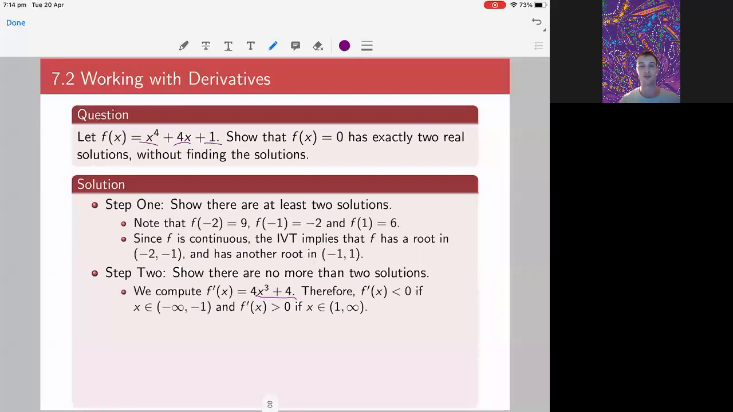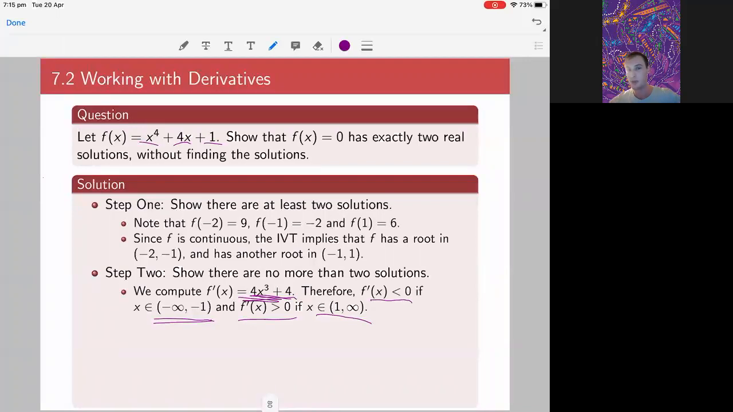Now, just computing the derivative by itself is not really enough. What I want to do is notice where the derivative is positive, and I want to notice where the derivative is negative. So what you may notice is that if x is less than -1, this expression here is actually negative. So the derivative is negative if x is in this interval. On the other hand, if x is in this interval, then the derivative is positive.